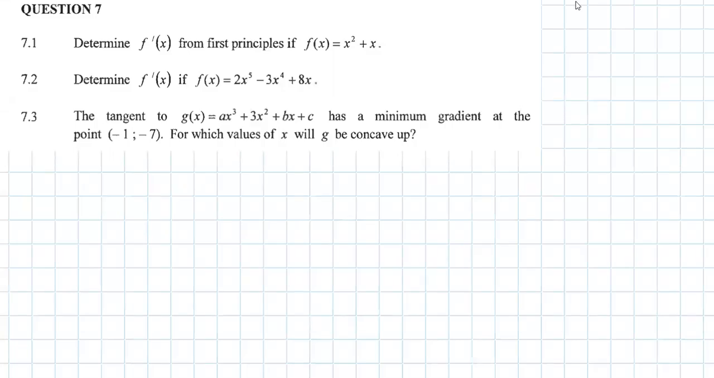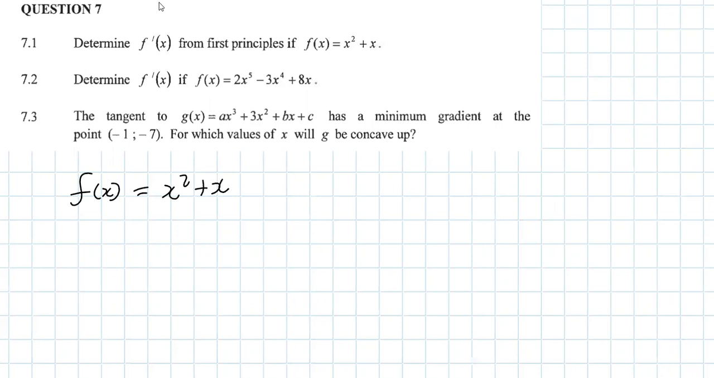This is the CAPS DBE NSC November 22, paper 1. Question 7 is the calculus polynomials section. Determine f dash of x from first principles if f of x is equal to x squared plus x.